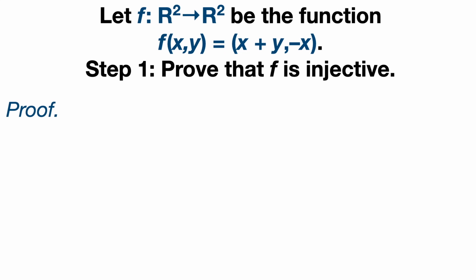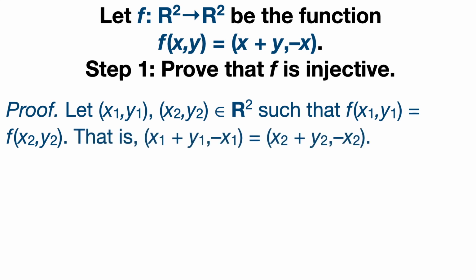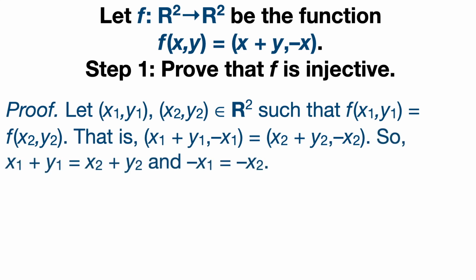First, let's prove that it's injective. Recall how such a proof begins. We start with 2 elements of the domain, 2 ordered pairs in this case, and assume that they produce the same output from the function. That is, the ordered pair (x1 plus y1, negative x1) equals the ordered pair (x2 plus y2, negative x2). In order for these 2 ordered pairs to be equal, the first coordinates must be equal to each other, and likewise, the second coordinates must be equal. So x1 plus y1 equals x2 plus y2, and negative x1 equals negative x2.